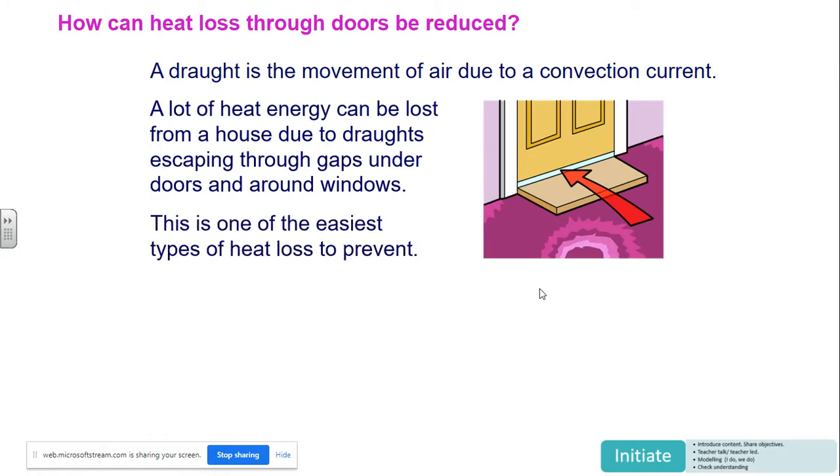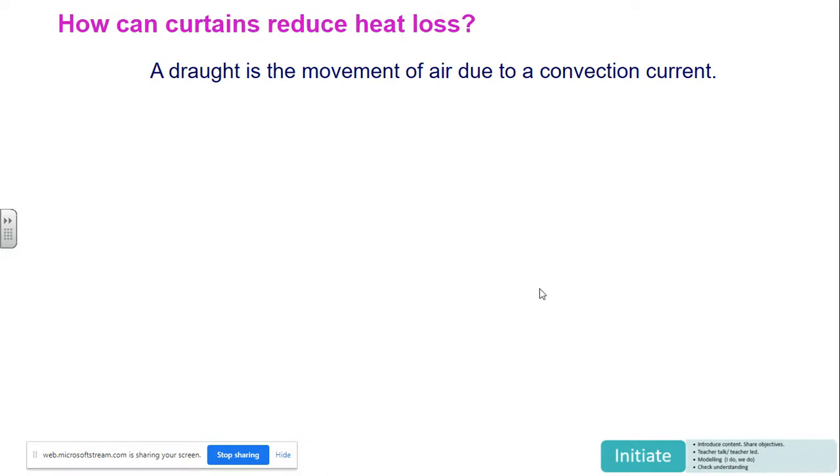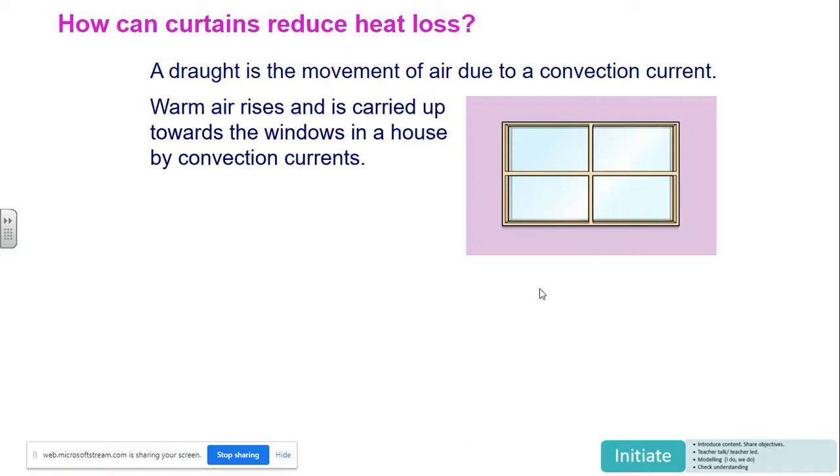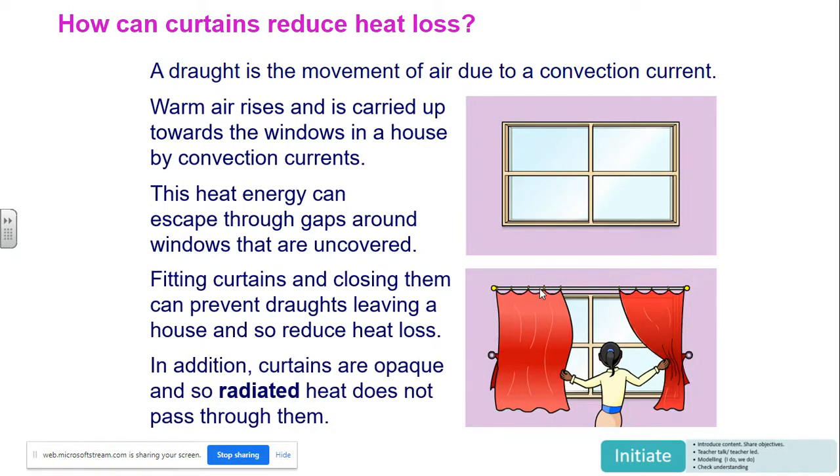But obviously, things like draft excluders stop heat being convected away on air currents. The curtains do the same as well. What a curtain will do, it stops drafts, it stops air carrying the heat away. It also stops the radiation. It stops heat going straight through the glass window and outside.